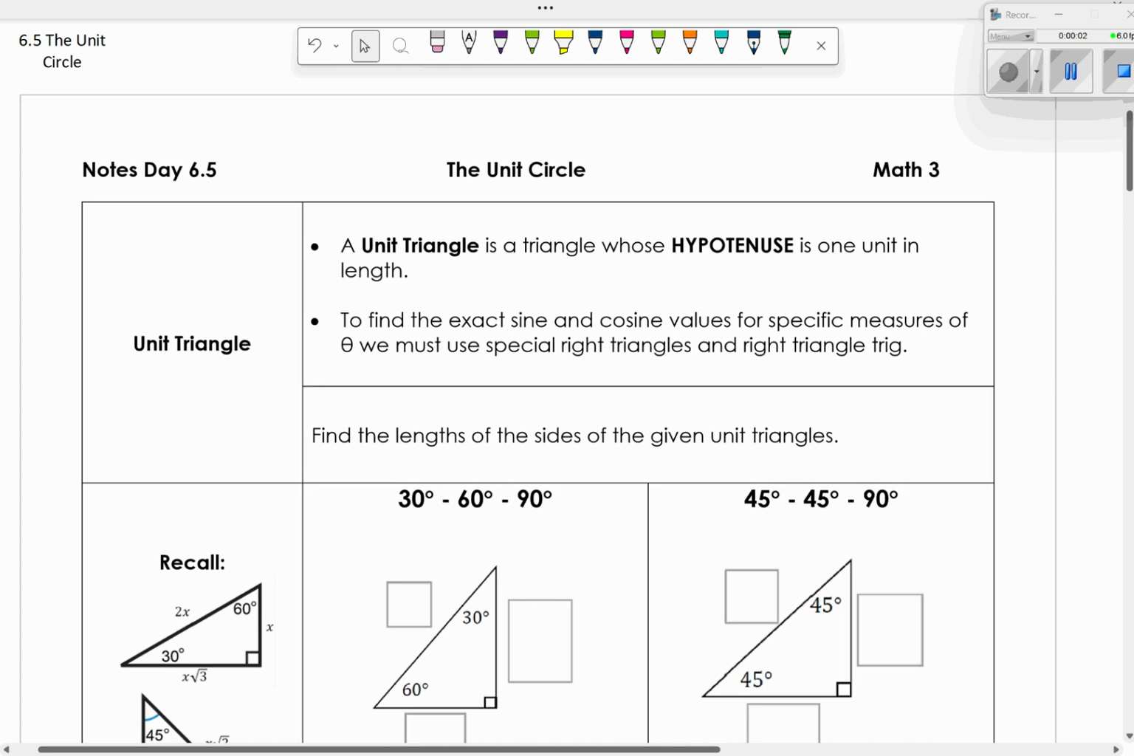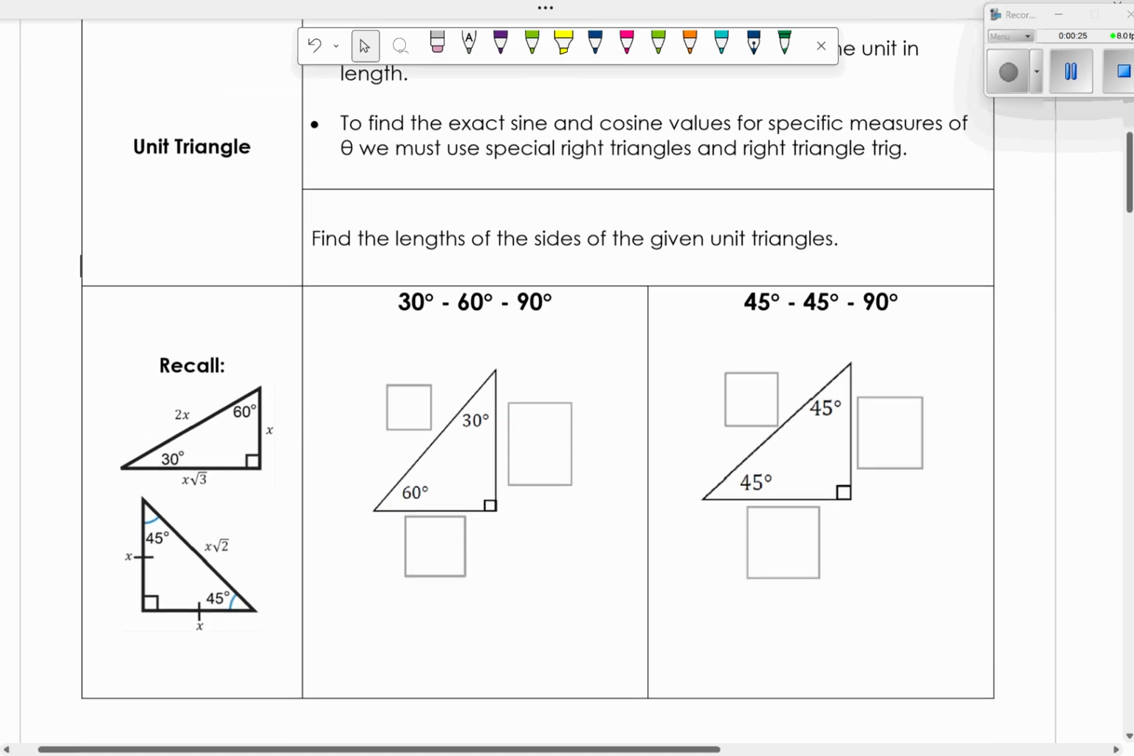Okay, today we're going to look at the unit circle. We've been talking about right triangle trig, and of course we revisited this year before the break. A unit triangle is a triangle whose hypotenuse is 1 unit in length. To find the exact sine and cosine values for specific measures of theta, we must use special right triangles and right triangle trig. So we're going to find the lengths of the sides given the unit triangle.